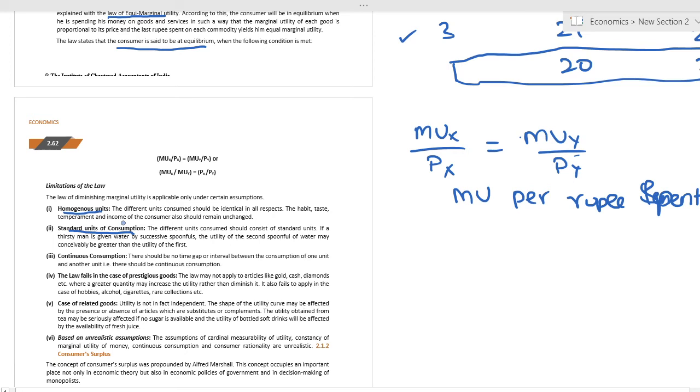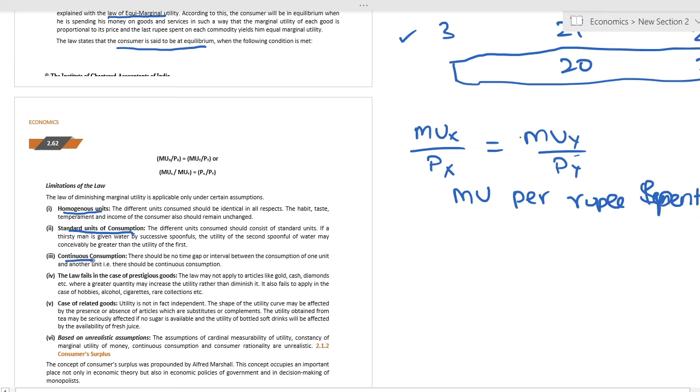Guys, if there's a thirsty man and he asks you for water, and you give the water in a spoon, obviously after the first spoon he wants more water, so he wants a second spoon also. The satisfaction he gets from the second spoon will be higher than the first spoon because he's thirsty. But it's not correct, right? You should give water in a glass. So when he has the second glass, his marginal utility will be low, right? So we should use a standard unit. We should not use a spoon for water.